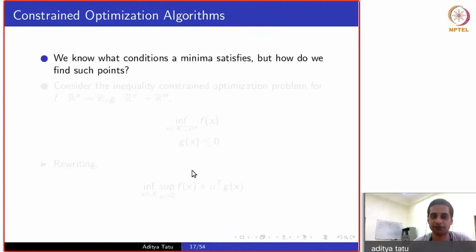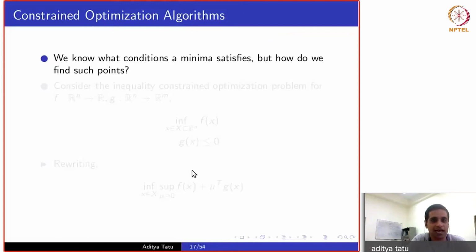We'll continue with optimization. And the thing is, as of now, what we have derived is: given a point x which anyone claims to be a point of minima, you can test whether that claim is valid or not. But the question is, how do you go about finding such points? You cannot try these conditions on any and every point. That would be madness. So how about, first of all, finding candidate points that satisfy these conditions?